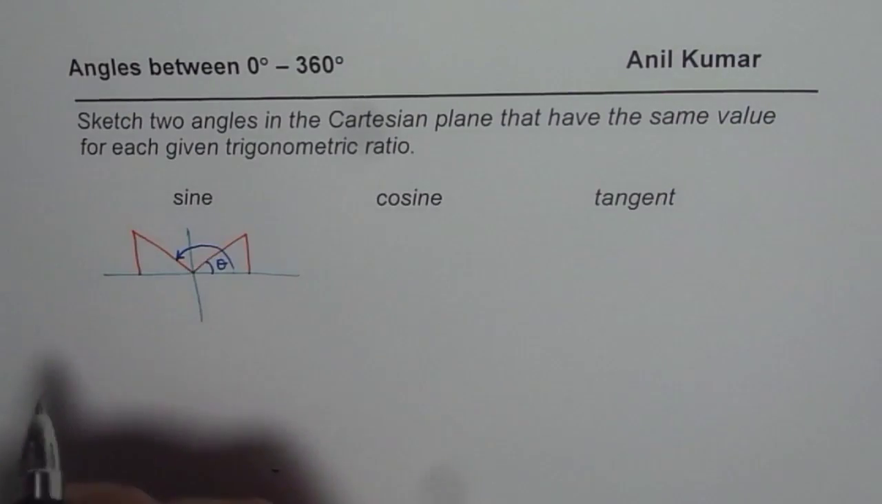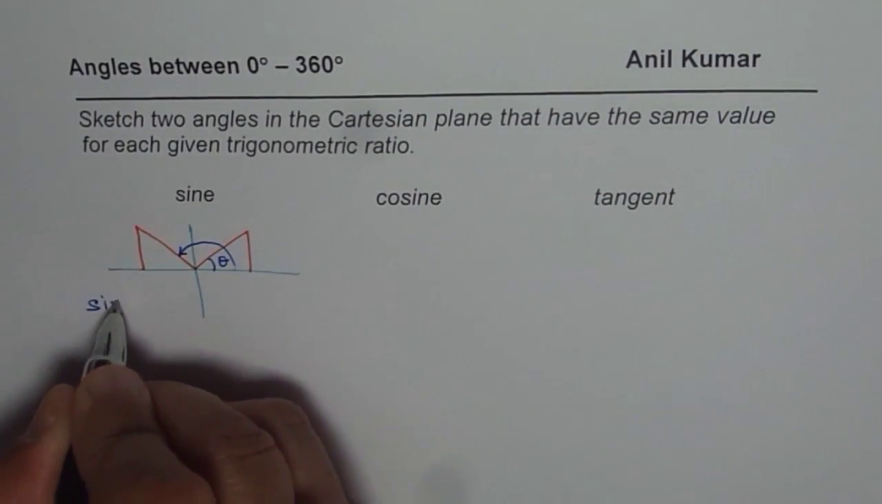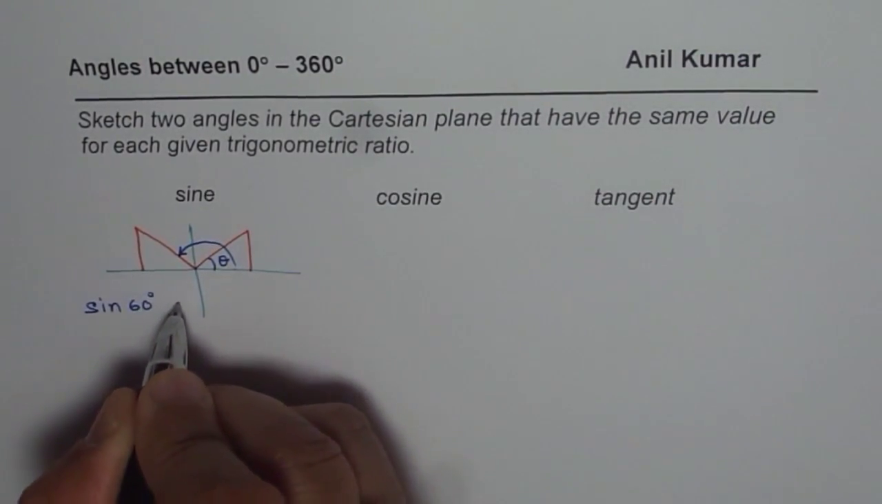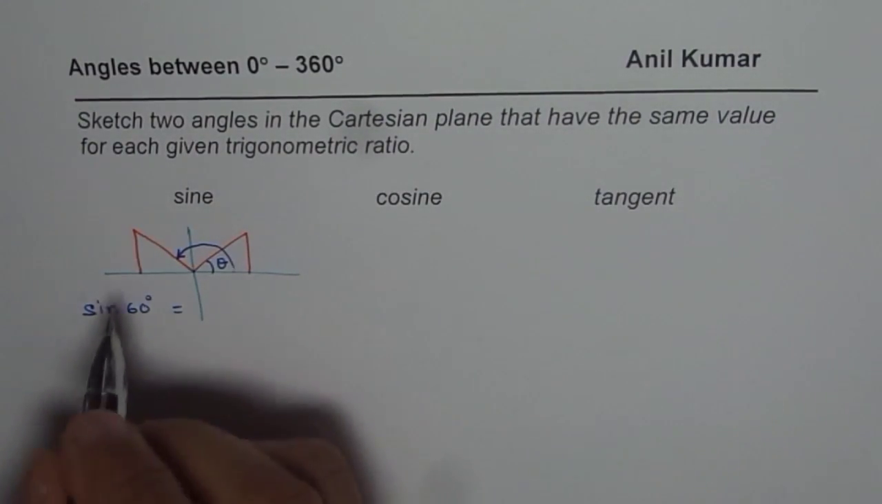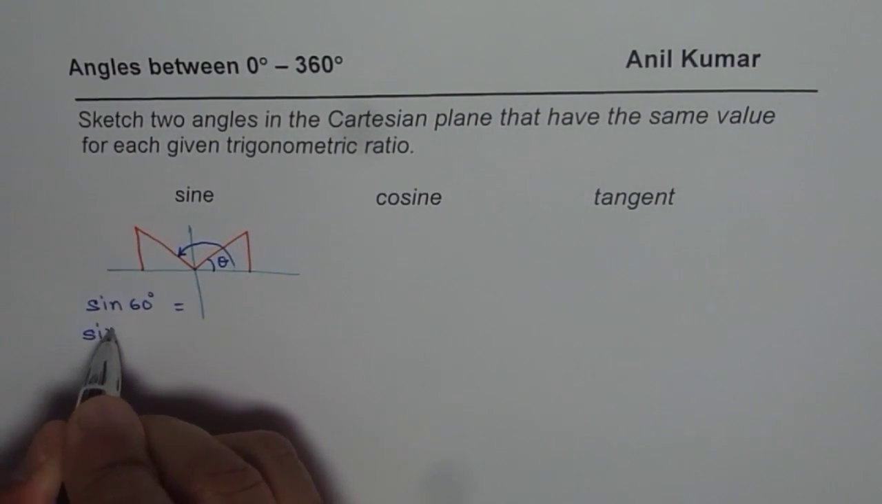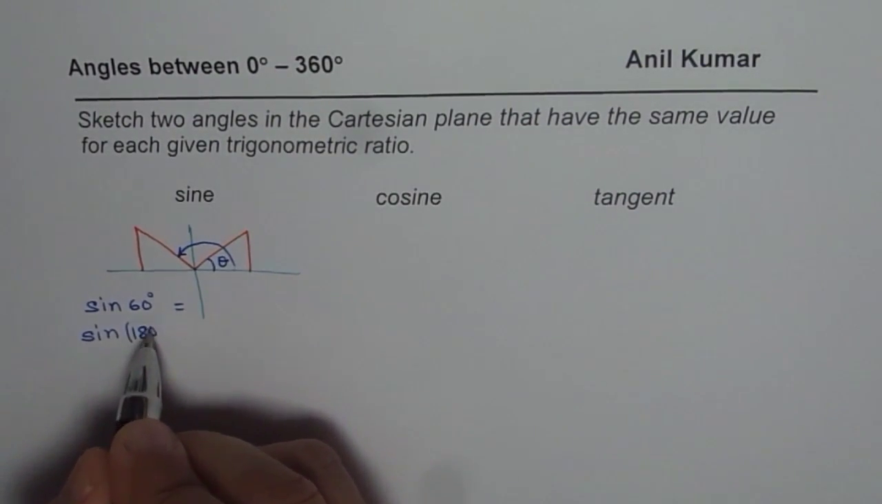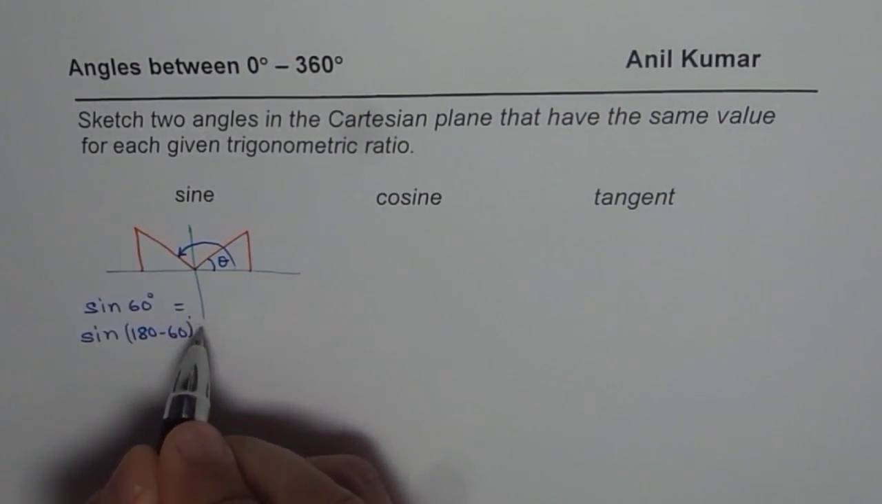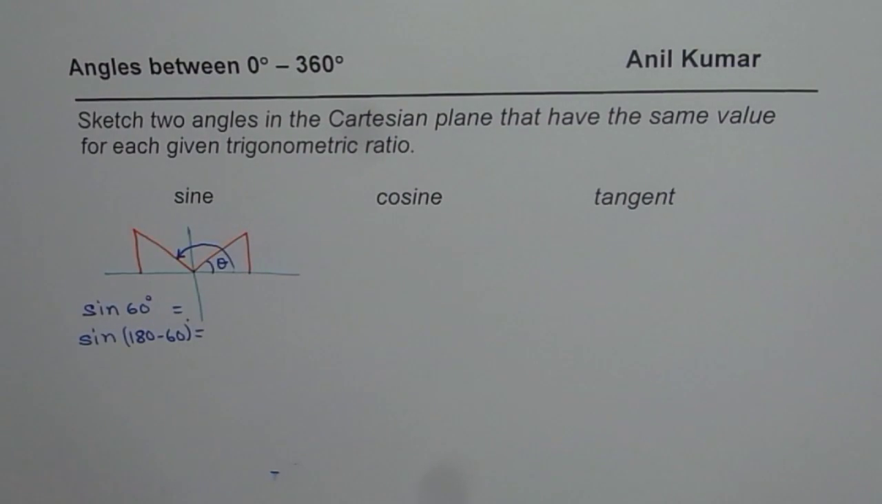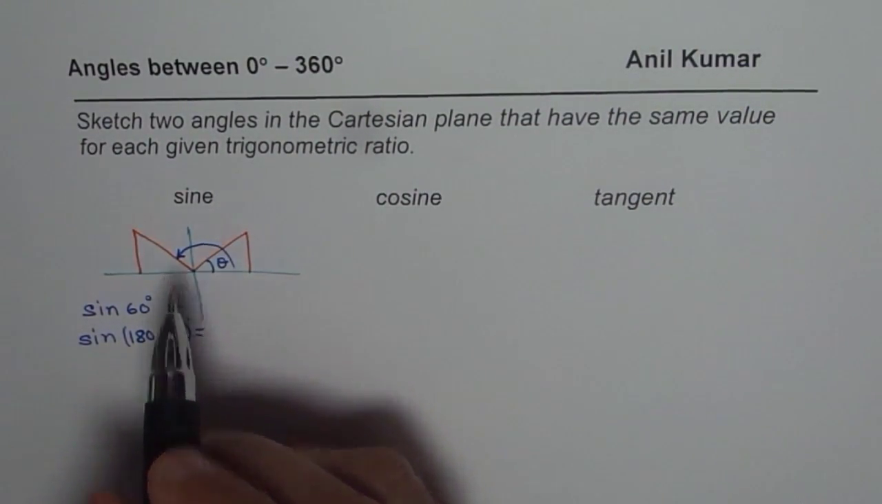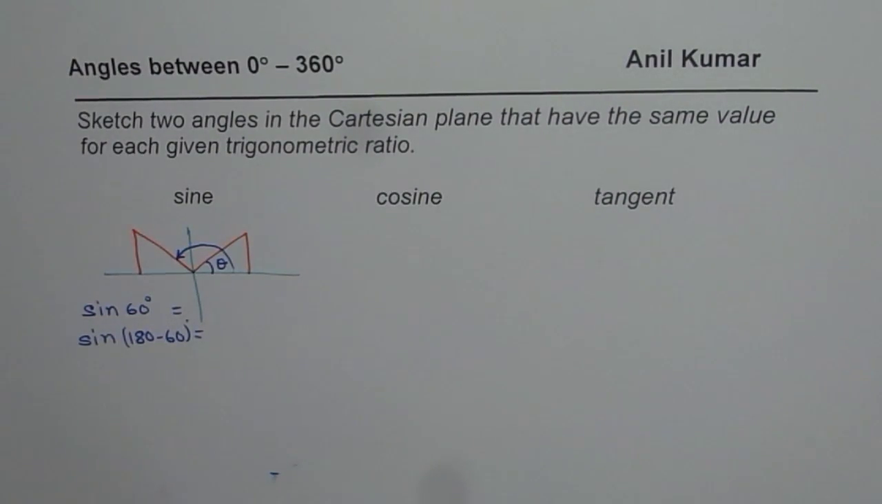To give you an example, if you do sine of 60 degrees, calculate using calculator, and do sine of 180 minus 60. Let me write here 180 minus 60 degrees. What will you get? You will get exactly the same value, right? Both will be positive, and you can also use your special triangles to figure out what the value is.